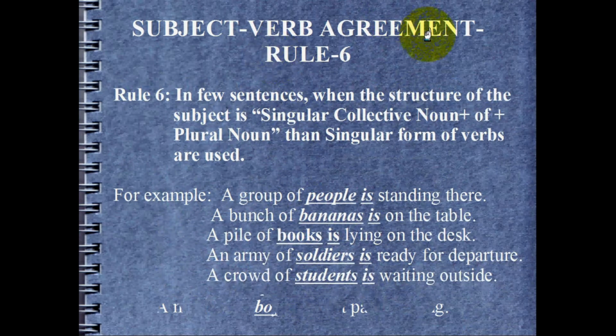And the sixth rule of subject and verb agreement is if in a few sentences the structure of the subject is singular collective noun plus of plus plural noun, then the singular form of verb is used. A group of people is standing there. Group is a collective noun and people is a plural noun. So singular is used here. A group of people is standing at the gate.